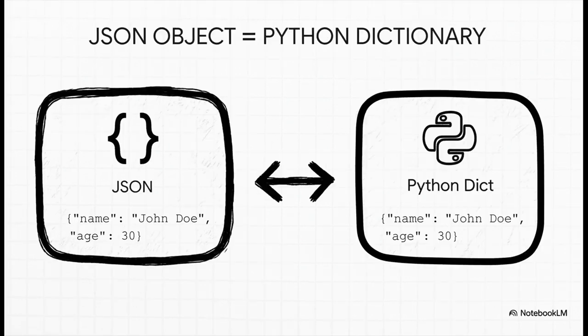And here it is. This is the best part for us Python developers. Does this look familiar? It absolutely should. A JSON object, with its keys and values, is structured almost identically to a Python dictionary. That's what makes working with it feel so natural and incredibly intuitive.